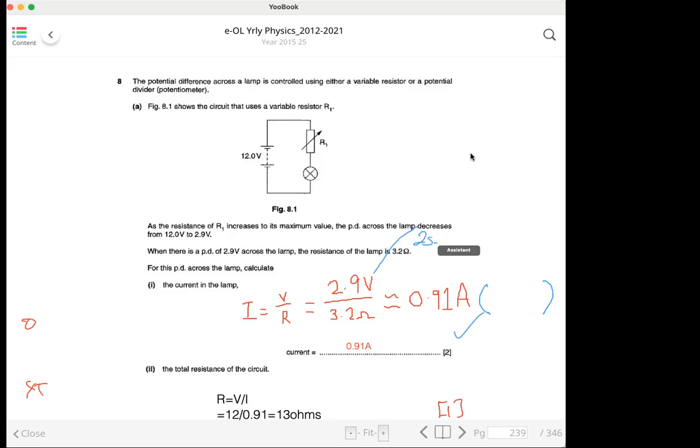This is 2SF. This is also 2SF. And your final answer cannot be more accurate than your working, correct? So the final answer here should also be 2SF. Okay, so for division, we use SF. If it's addition and subtraction, we use DP. Is that clear?